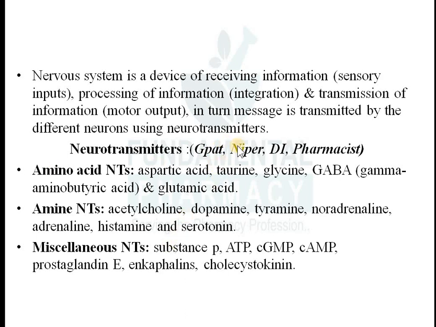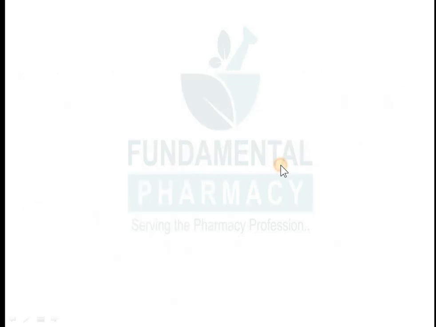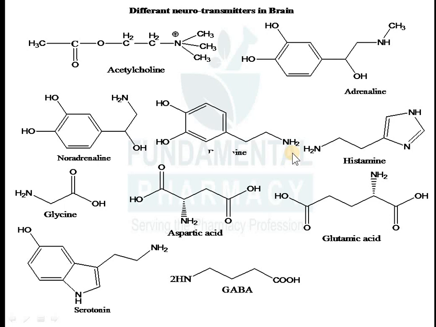So you must be clear about the neurotransmitters present in the brain. The synthesis of these neurotransmitters, their metabolism, and their release are controlled by various feedback mechanisms in the neurons or nerve cells. Okay, so next. I'm not going to discuss all the details because I have already covered this in pharmacology, but still, from medicinal chemistry, whatever is needed.